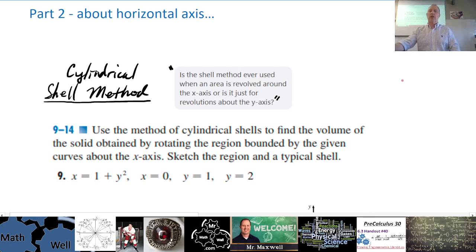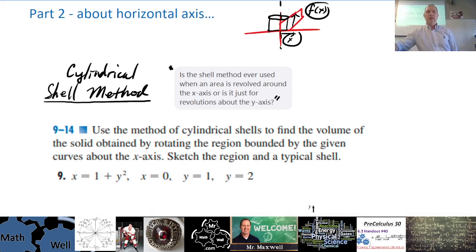And the question is, is the shell method ever used when the area is revolved around the x-axis, or is it just for a revolution around the y? Well, as I mentioned before, it's very nice to revolve this around the y-axis, right? You have cylinders that are upright, and the wraparound parts include the radius that is x and the height that is really f of x, right? Or the difference between two f of x. But this is the orientation when we're revolving around vertical. So horizontal is very similar, except things are just flipped around. So we're going to work on that today.